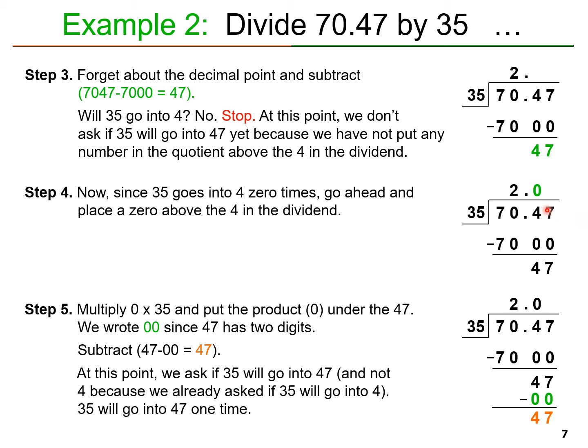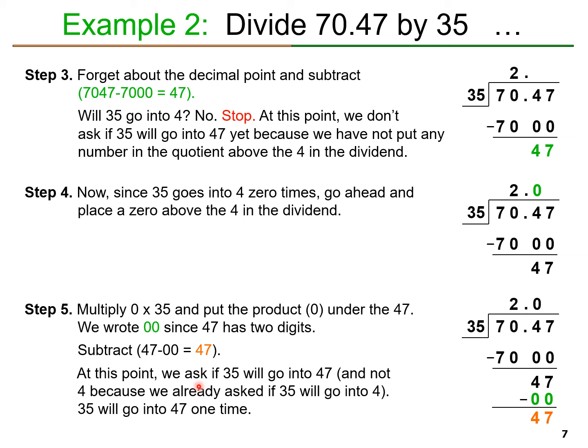Now multiply 0 times 35. 0 times 35 is 0. And here we wrote 0, 0 so that we have the same number of digits as the 47. 47 has 2 digits, so we put an extra 0 here. Subtract 47 minus 0. 47 minus 0 is 47.